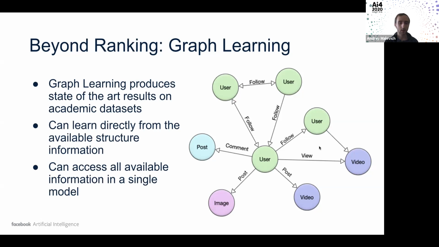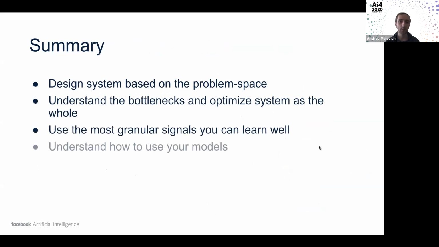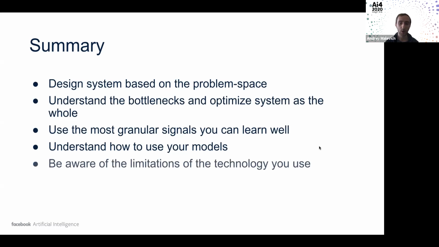With this in mind, I would like to show you a summary. Whenever designing your ranking and recommendation systems, please design things with the problem space in mind. Always keep in mind the bottlenecks and optimize the system as a whole. Use the most granular signals whenever you are able to, understand how models work, and also be aware of the limitations of the technology you use.